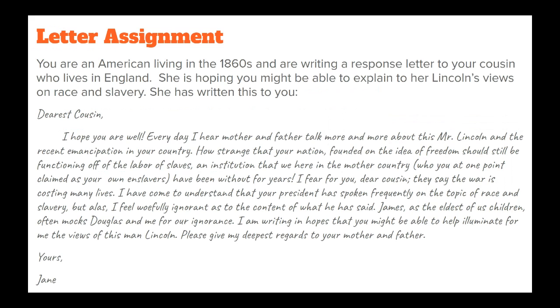The second of these assignments was used after what I had affectionately termed Lincoln Week, during which we examined Lincoln's views regarding race and slavery via a multitude of different primary sources from throughout his political career. So I asked them to pretend that they were an American living in the 1860s, and they had to write a response letter to their cousin who lives in England. This is the letter from their cousin that I created, in which she essentially is asking that you explain to her what Lincoln's views are regarding race and slavery.